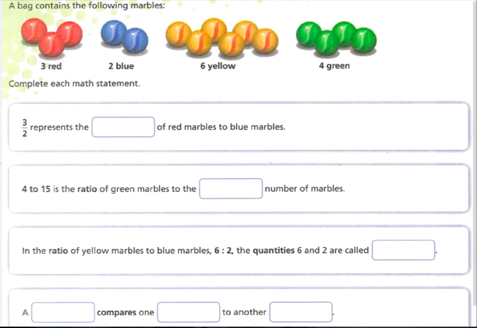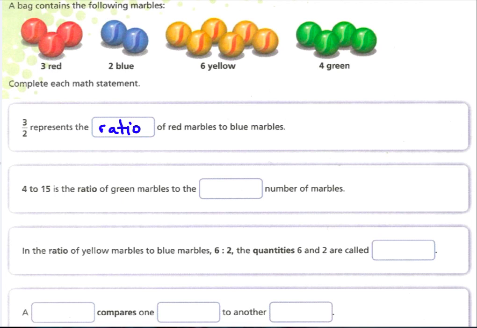All right, bottom half of this page. But again, still referring back to those marbles up at the top. It says 3 over 2. So 3 of something to 2 of something represents the blank of red marbles to blue marbles. Well, 3 over 2 is just a ratio. It's comparing how many reds to how many blues.